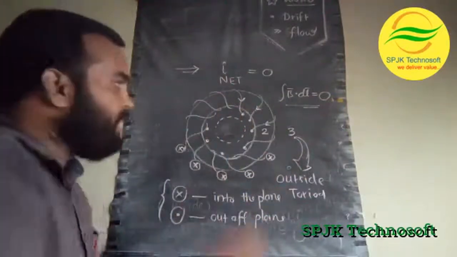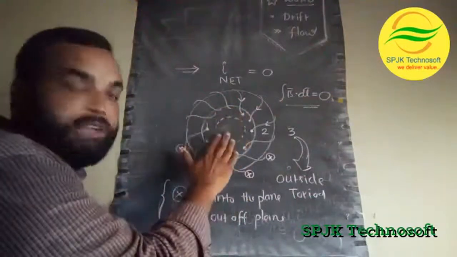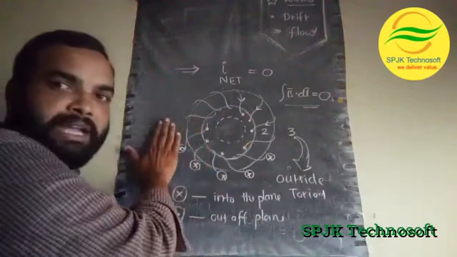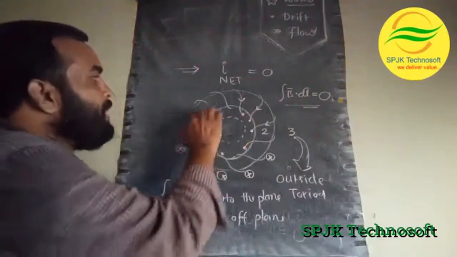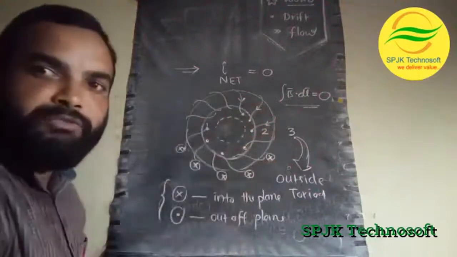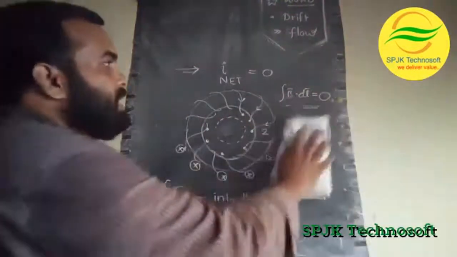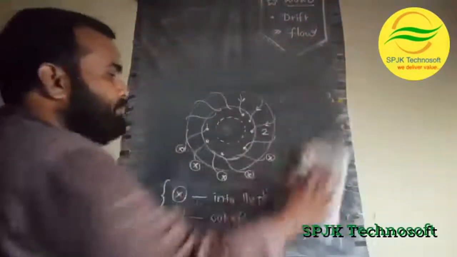Easy to remember: in the case of a toroid, inside the magnetic field is zero, and outside the magnetic field is also zero. The magnetic field is generated only in the second region, which means within the toroid. Let us verify what the strength of the magnetic field is within the toroid.